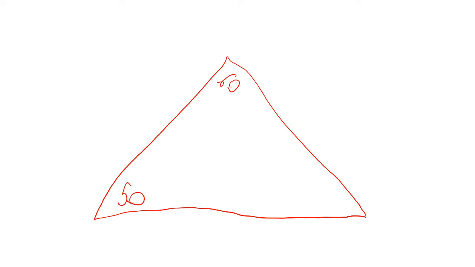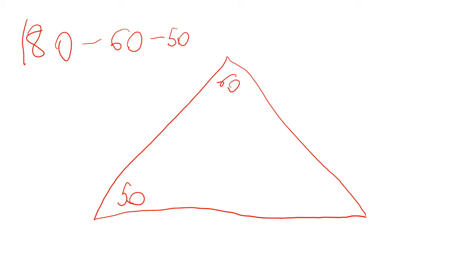I want you to do a couple of things. First, take 180. 180 is the sum of the interior angles of a triangle. Subtract off 60, and then subtract off 50. See what you get.